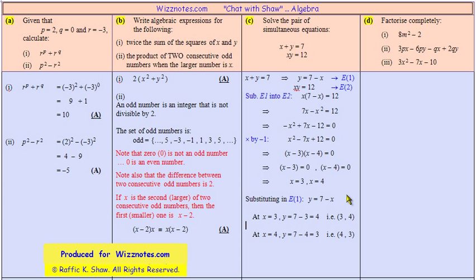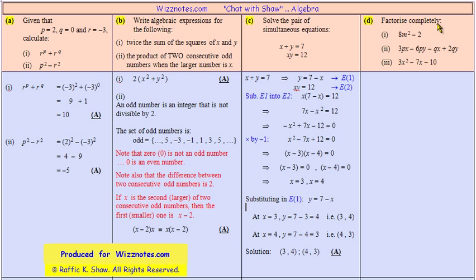And so we have solved them simultaneously, and that's our solution. The solution is 3, 4 is one point of intersection, 4, 3 is the second point of intersection, and that's our solution. Okay, now to part D.